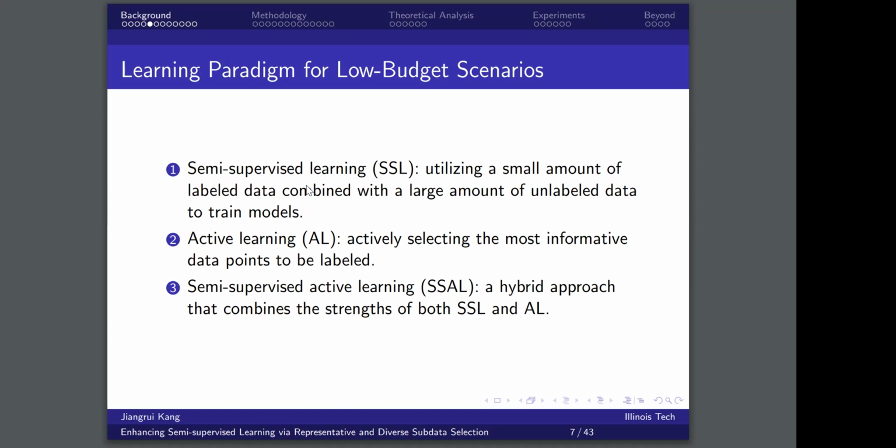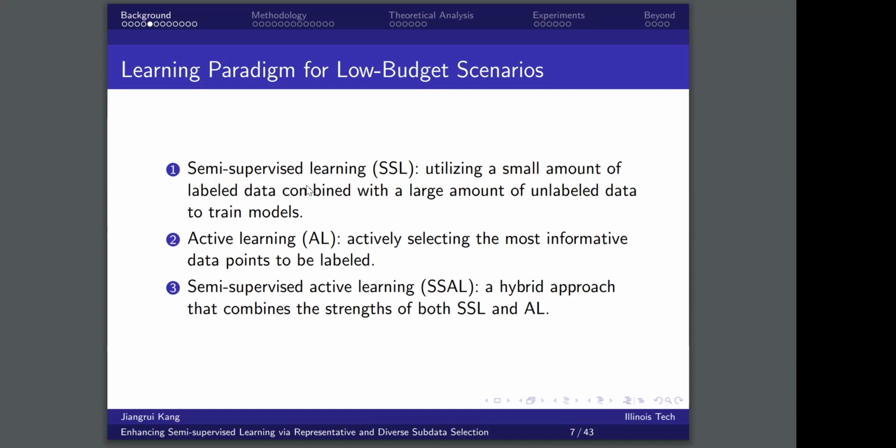The first one is semi-supervised learning. It utilizes a small amount of labeled data combined with a large amount of unlabeled data to train the models. Here, the large amount of unlabeled data is for studying or learning the structure of the underlying distribution of the data. The second one is active learning, actively selecting the most informative data points to be labeled. Here, actively refers to that when you are selecting the data points, you consistently receive feedback from the model, like you select 10 points, train and get the feedback, and select another 10 points.